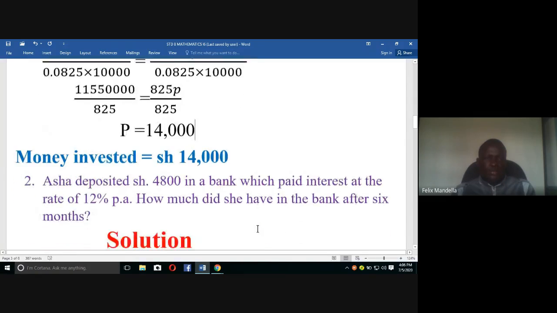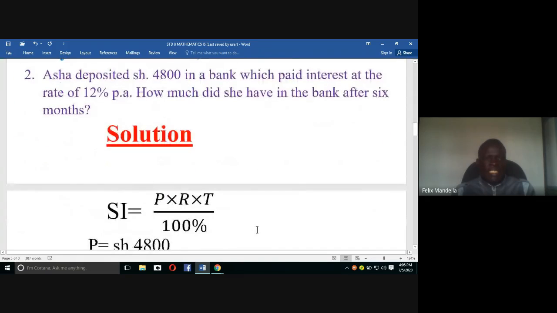Number 2, we have our number 2 here, and it says Asha deposited 4,800 in a bank, which paid interest at the rate of 12% per annum. How much did she have in the bank after 6 months? Another question, they are bringing months. The rate is per annum. Be very careful, boys and girls. Whenever you are working out these questions, be very careful with the rate and time.